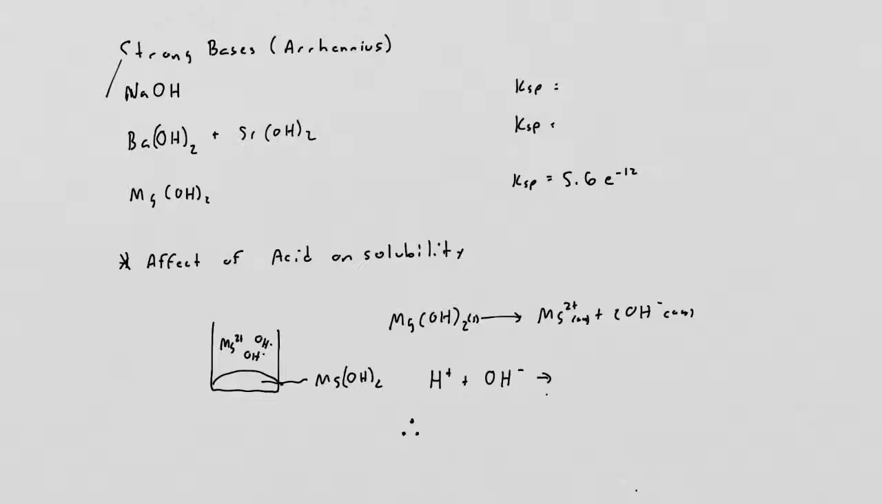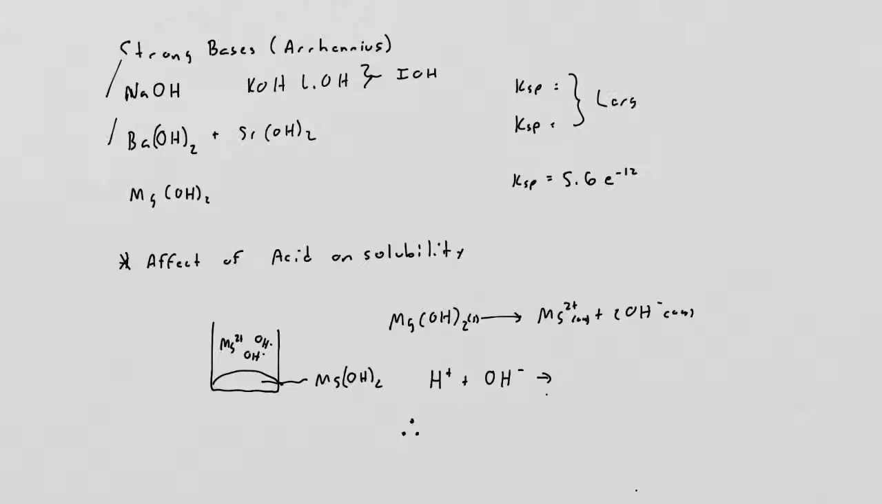Barium hydroxide, strontium hydroxide, KOH, LiOH, basically anything that's a group 1 hydroxide, so alkali metal hydroxide. For the alkaline earth, there's only really two of them that are considered strong, okay? And they are barium hydroxide and strontium hydroxide. And the reason why these guys are the strong ones is because of solubility.